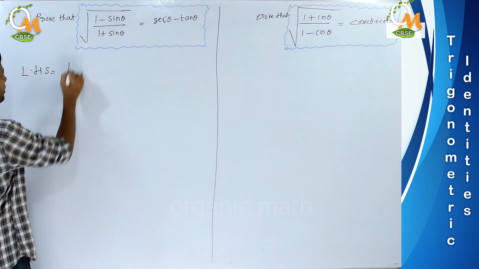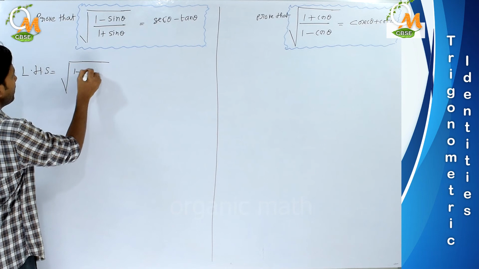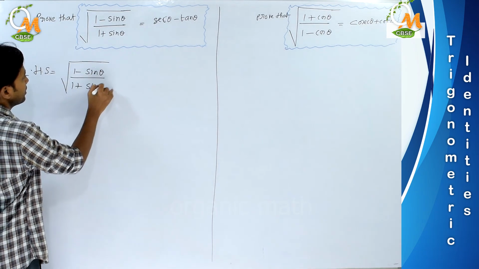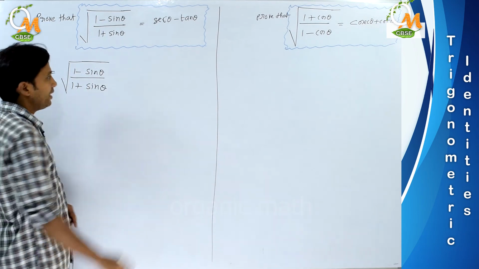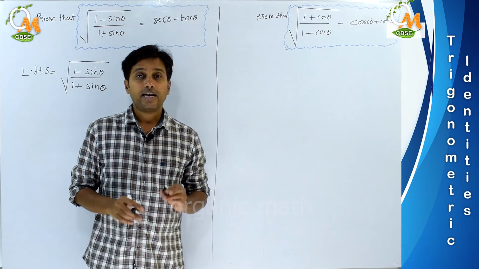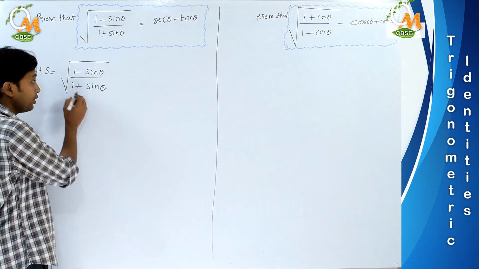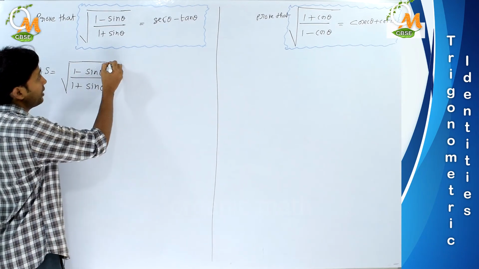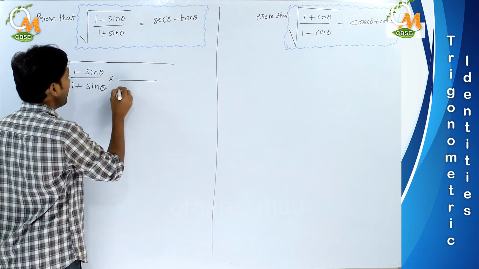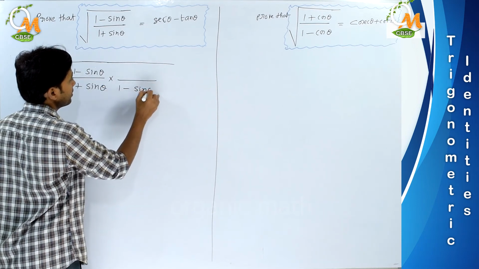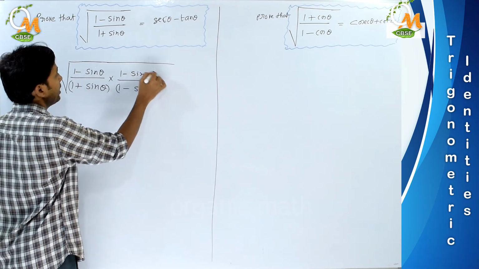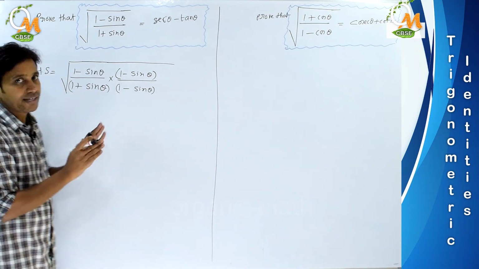What is that LHS part? Square root of (1 minus sin theta) by (1 plus sin theta). Okay, now let me do something here for my convenience. Let me multiply within the denominator part, under the square root only, with 1 minus sin theta. I will tell you why I am multiplying with this factor only.